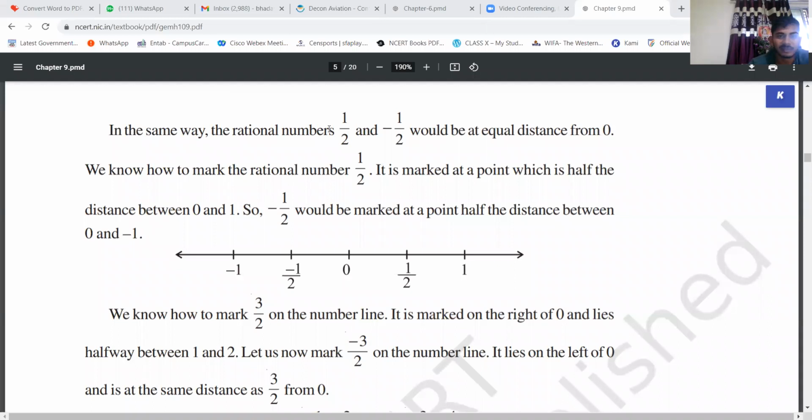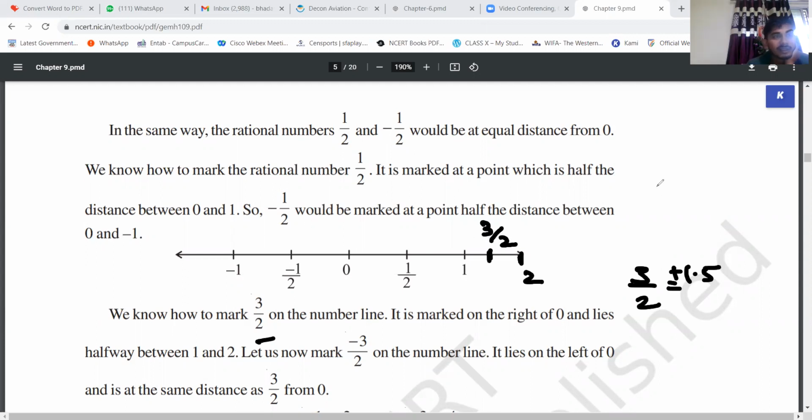Okay. For example, they have told you to mark 3 by 2. So do the division. 3 by 2, how much will it be? It will be 1.5. First, you need to see whether it is a positive integer or negative integer. First step, you need to mark it. So it is positive. So it will be between 1 and 2. So it will be here, 3 by 2.